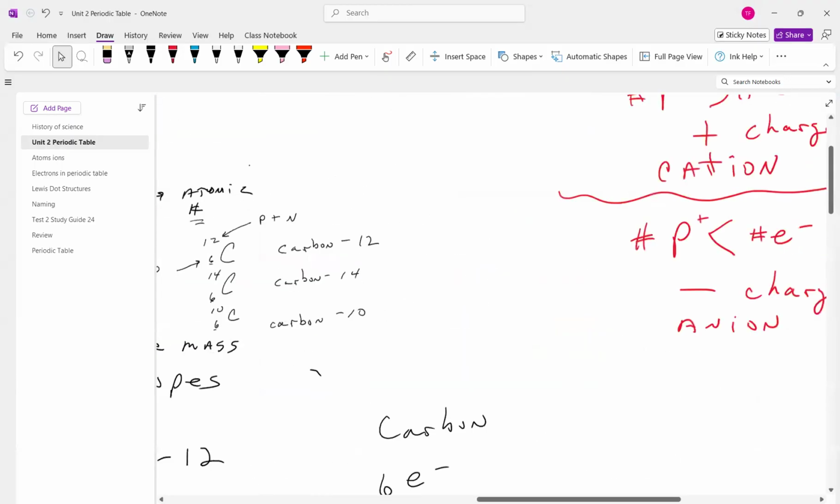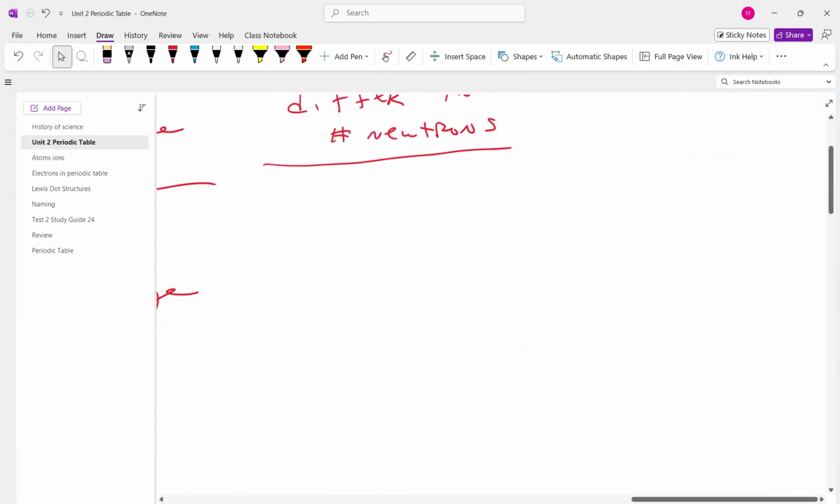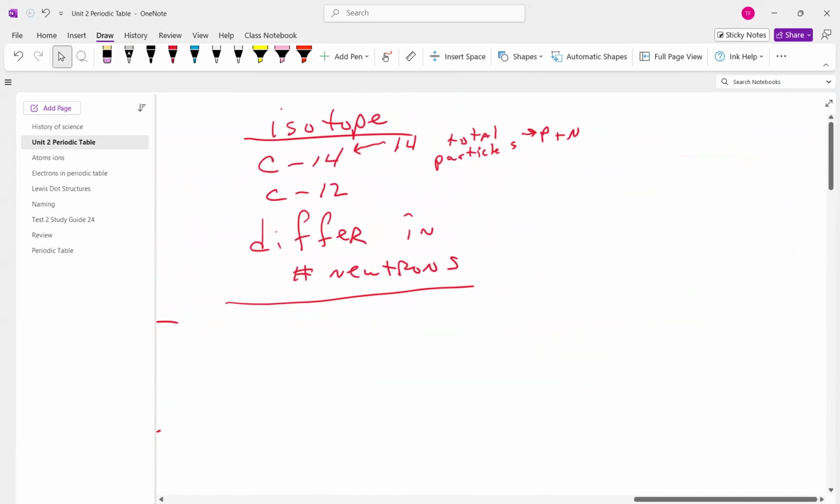Now let's go back over here. So carbon-14 then has 6 protons, because its atomic number is 6. And how many neutrons? Now this is all the math in unit 2, is subtraction of whole numbers. So how many neutrons? 6 plus what is 14? 8. So carbon-14 has 8 neutrons.